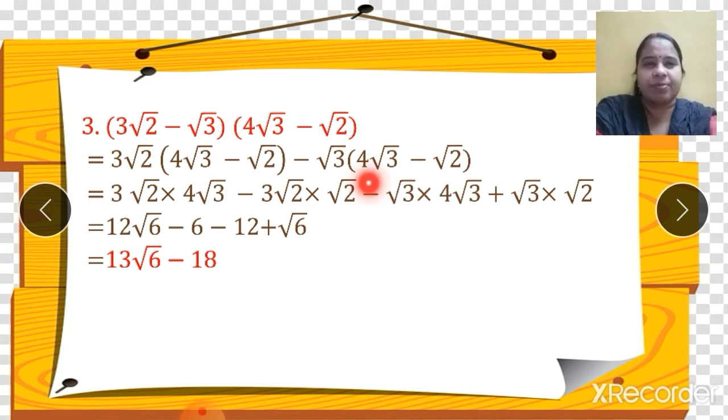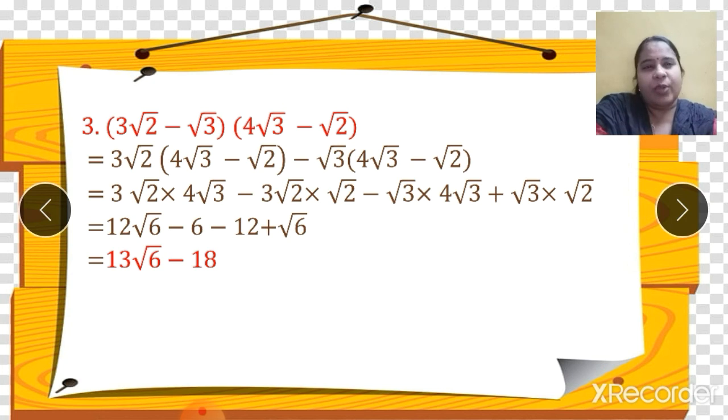I hope all the steps are clear. What is done? I'll quickly revise in this sum. Take 3 root 2 and the second bracket. Take minus root 3 and the second bracket. Now you open the bracket as I have done in this step, all the 4 terms. Multiply it and get the answer. Like surds, root 6 and 12 root 6 can be added, 13 root 6. These numbers minus 6 minus 12 is nothing but minus 18. This way we can get the final answer.